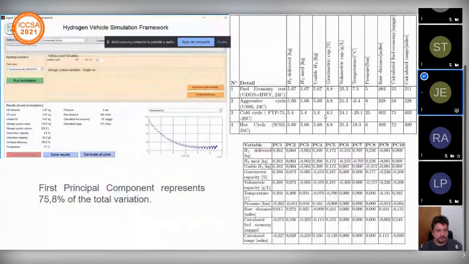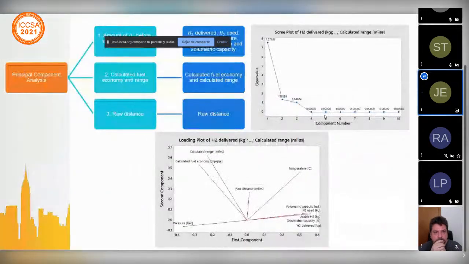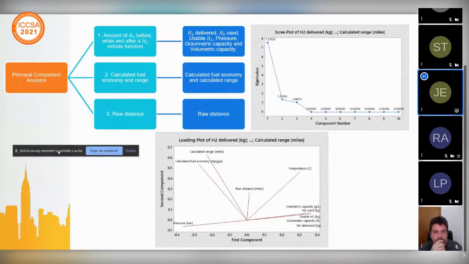Running the simulator with a principal component analysis, we can see that there are 10 variables involved. The first principal component represents 75.8% of the total variation. So what do those results mean? We have to pay attention to this. First, the amount of hydrogen before, while, and after a hydrogen vehicle functions. Second, the calculated fuel economy and range, and then the route distance of the vehicles that we can use here in the country in future years.